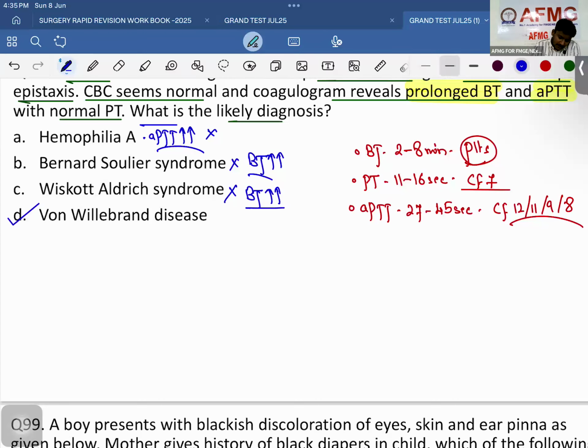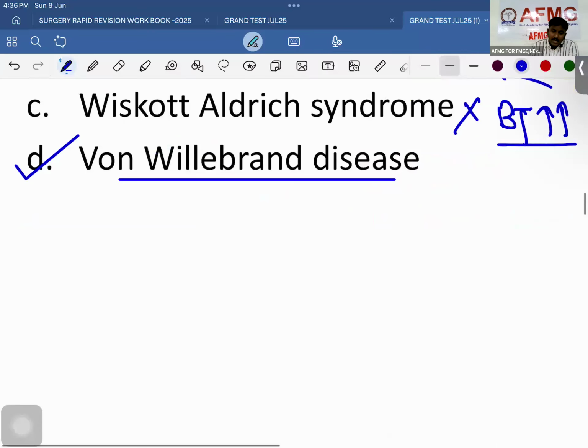The answer has to be option D, that is von Willebrand disease, which is the most common hereditary bleeding disorder. And in von Willebrand disease, as platelet aggregation cannot happen, beta, therefore bleeding time is prolonged.